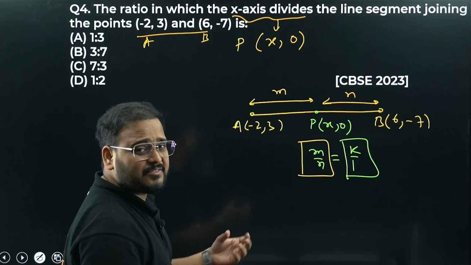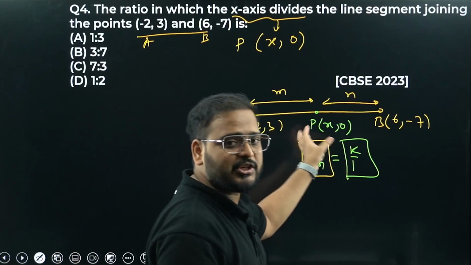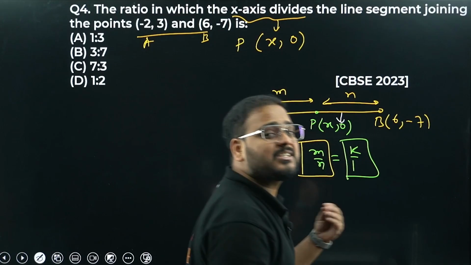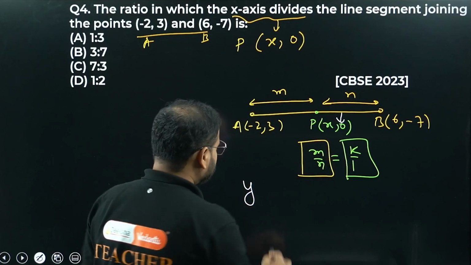Now we're looking for what? Section formula. Do we have a known quantity? What is the unknown? Unknown is the ratio m and n. But what is the known quantity? This value 0. So what does the 0 represent? Sir, isn't that the y coordinate of the point which is creating the section?